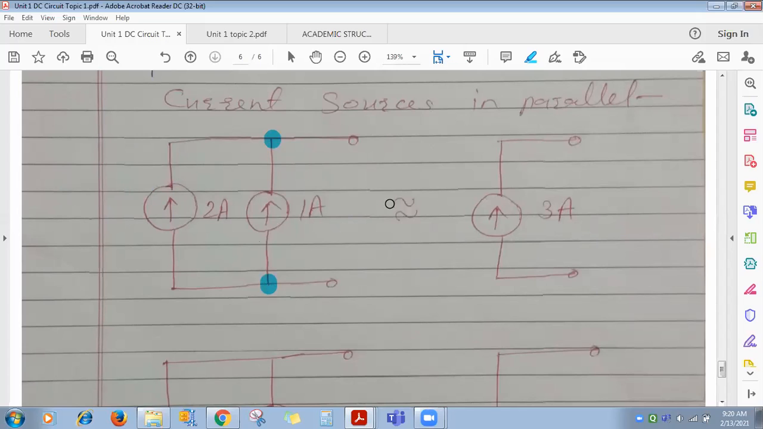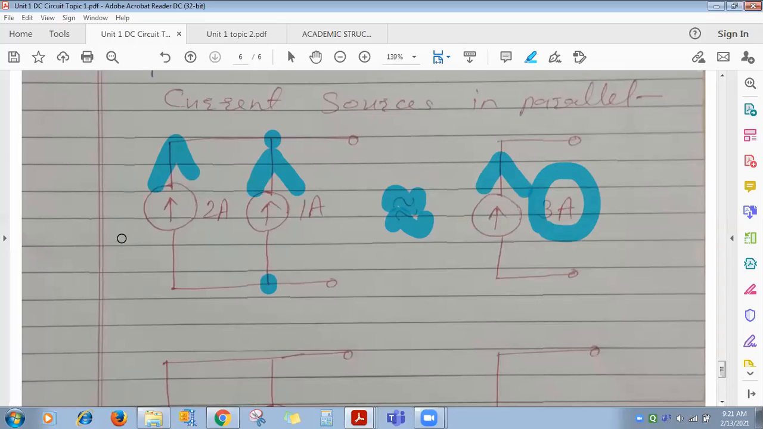So for the equivalent, you can add the current sources, because for both the current sources the direction is upward, the same. 2 ampere flowing upward, 1 ampere current source flowing upward. That's why you can add them, and the equivalent will be 3 ampere. And what will be its current direction? Upward only, because 2 and 1 are both in the upward direction. Got it, everyone?